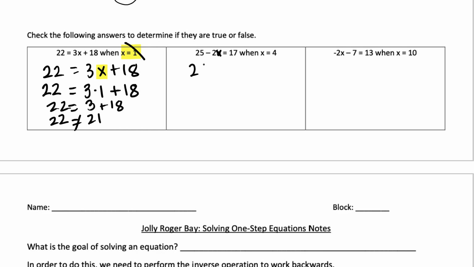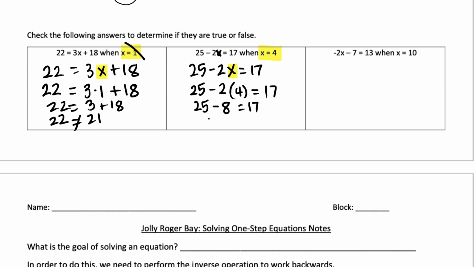In the second one, we have 25 minus 2x equals 17, and we are replacing our x value this time with 4. Again, we have 2 sitting next to x, so a coefficient with a variable, so right there that is hiding multiplication. So we're going to put 2 times 4 there. And that's supposed to equal 17. So 25 minus 2 times 4, which is 8. And then we can subtract now that we finished our multiplication. 25 minus 8 is 17. And 17 is equal to what we expected. So therefore that should be correct. And this would be a true solution to this equation.